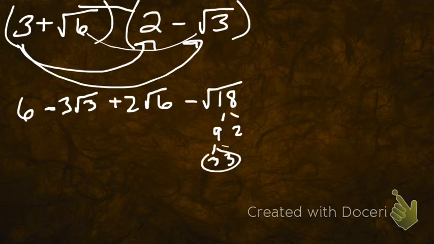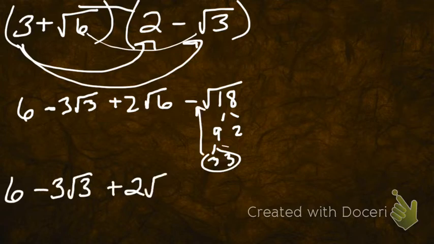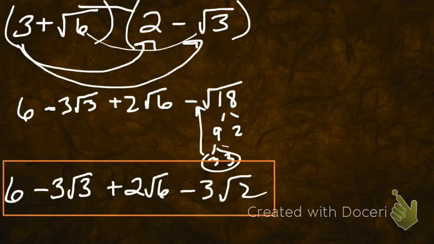I have a pair of 3's. So that's going to become 3 root 2. So my final answer is 6 minus 3 root 3 plus 2 root 6 minus 3 root 2. There's nothing else you can do. The roots are all different, so you can't add them.